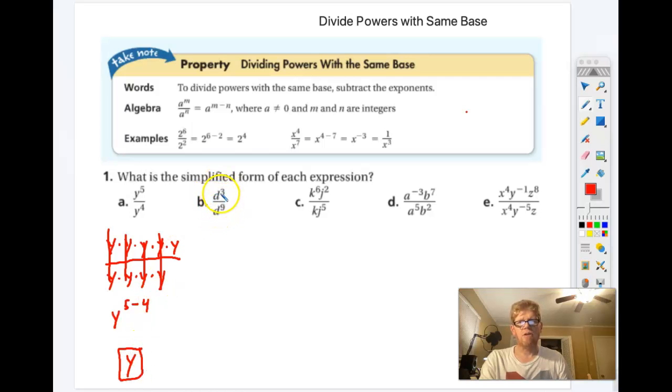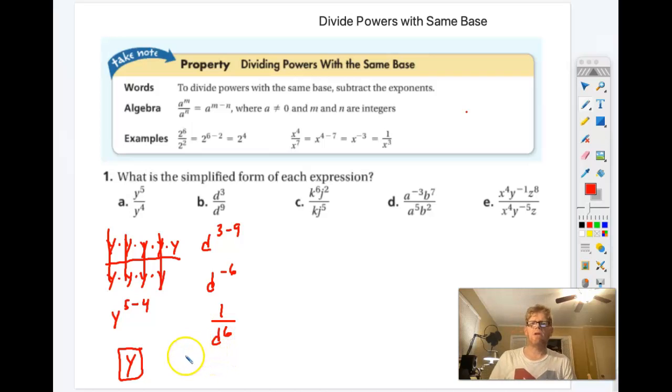Over here, again, you can think of it like we did over here. We've got 3 d's on the top and 9 on the bottom. Or you can think of it like this, d to the 3rd minus 9th, so d to the 3 minus 9 power. That's going to leave me with d to the negative 6. And I can't leave that negative exponent there. So what I'm going to do is take that and drop it to the bottom, just like that. So it's 1 over d to the 6th.